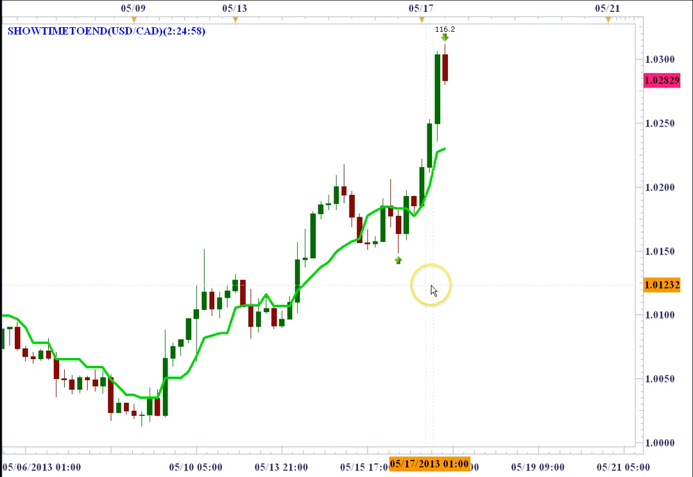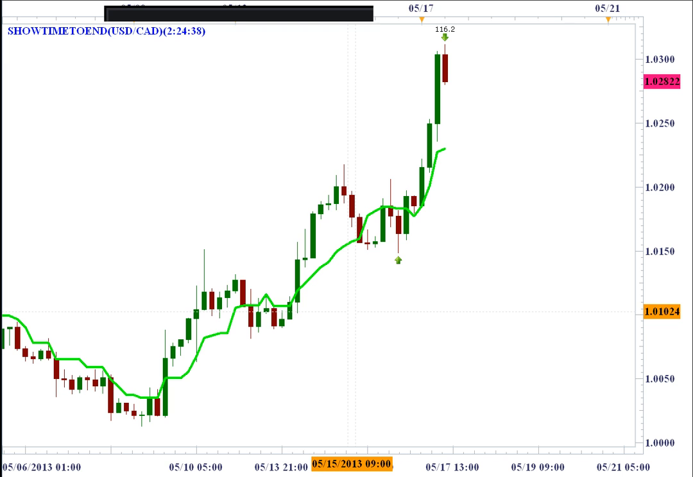Okay, so that's the Tenkan-sen for you. Just remember, it's the highest high and the lowest low divided by 2 for the past 9 periods. All right. So then we'll go on to our next line, which is going to be our Kijun-sen.